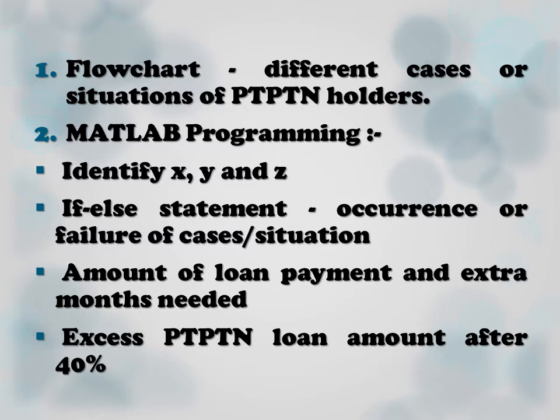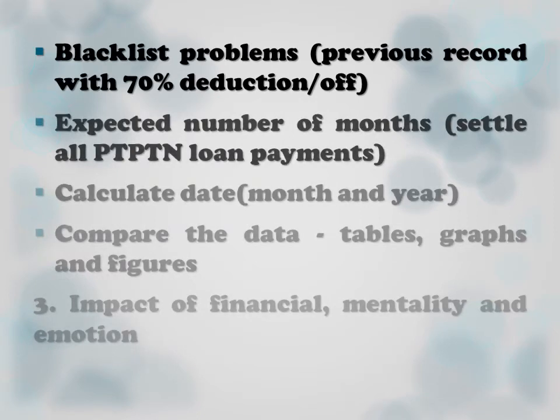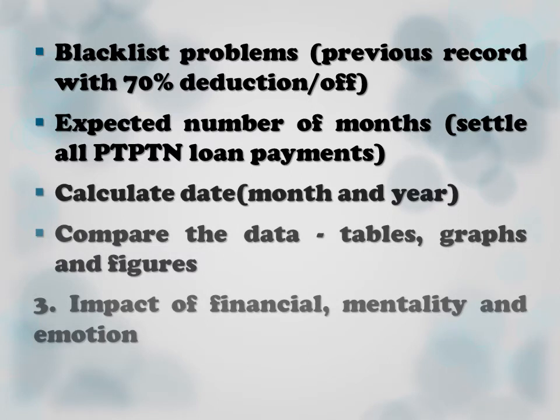We obtain the excess PTPTN loan amount after 40% of the total loan is already paid using an M-file. We solve the blacklist problems from the previous record with a 70% deduction. We are able to identify the expected number of months to settle all PTPTN loan payments. We calculate the date, which month and year.